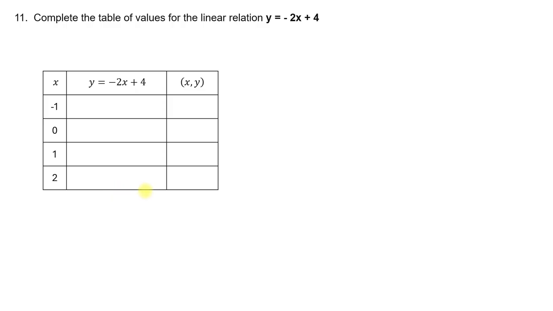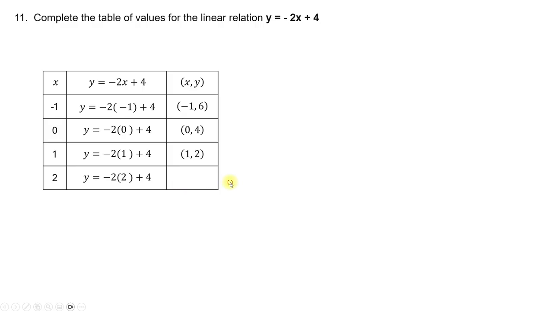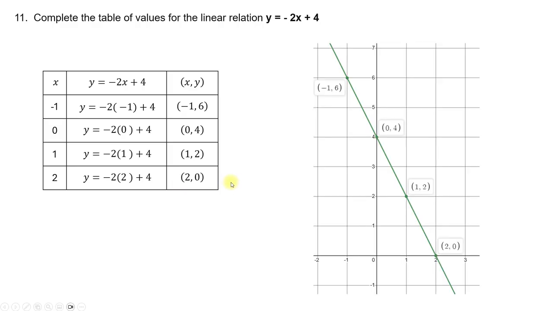Complete the table of values for the linear equation y equals -2x plus 4. Well, we simply take these x values, we plug it into this equation, and that will give us the y value, and then we'll have an xy coordinate pair. Sub in 0 gives us our next pair. Sub in 1 gives us our next pair. Sub in 2 gives us our next pair. And if we wanted to graph them, we could plot the points and draw a line through them to give us our graph.